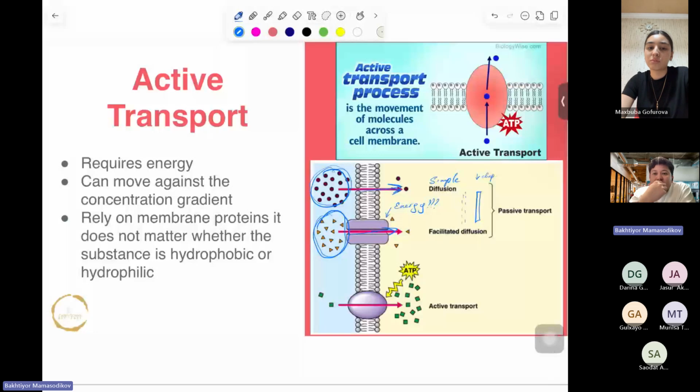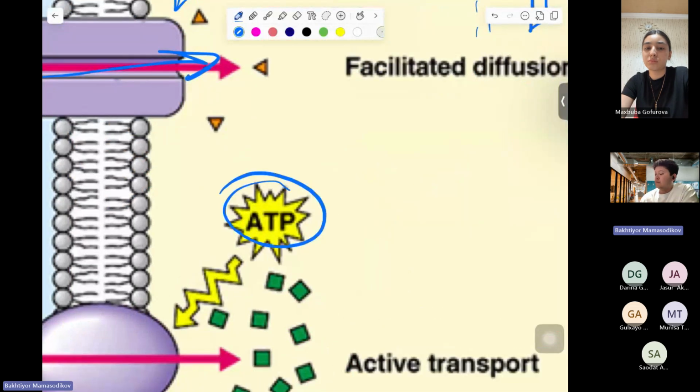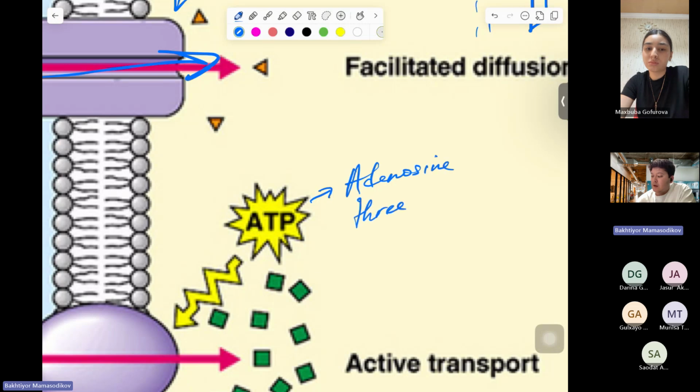But how is that energy going to be used? It's going to be converted into ATP. Do you know what ATP is? ATP means adenosine triphosphate. This is the energy which is stored in phosphate molecules.